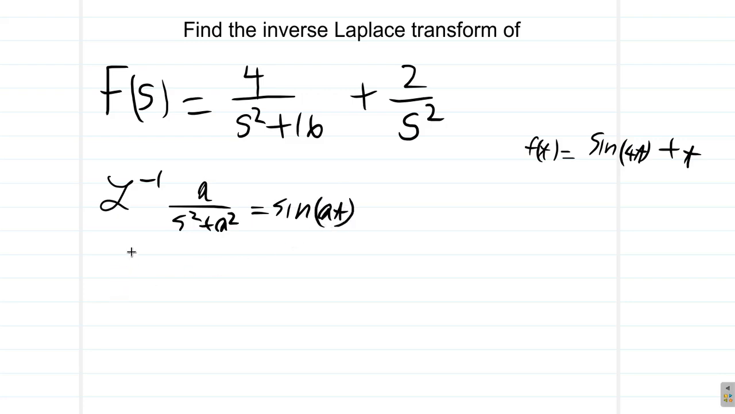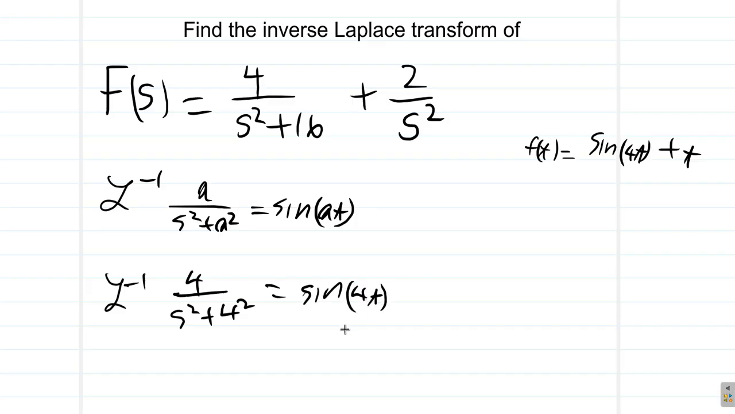Now let's look at this part. The inverse Laplace of 4 over s squared plus what squared gives us 16? It's 4. 4 squared. Nice. This works out well. You match a with 4, so it's going to be sine 4t. So you have that part down.